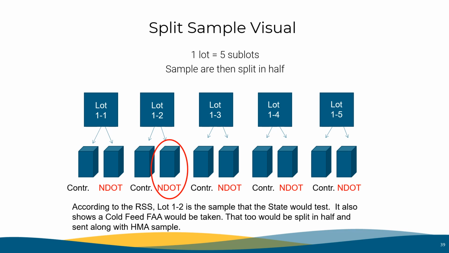It also shows a cold feed FAA would be taken. The cold feed would be split in half and sent along with the hot mix asphalt sample. Although the specifications do not say to take a cold feed FAA on every sublot, it would be to the contractor's advantage to take one and split it with NDOT just in case a dispute arises and a referee testing would become necessary. Please note, for the cold feed FAA, the contractor must add the wrap aggregate after burning off the binder.